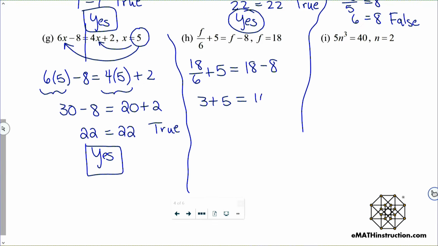18 minus 8 is 10. 3 plus 5 is equal to 8. 8 does not equal 10. That's false. And therefore, the answer is no, not a solution.